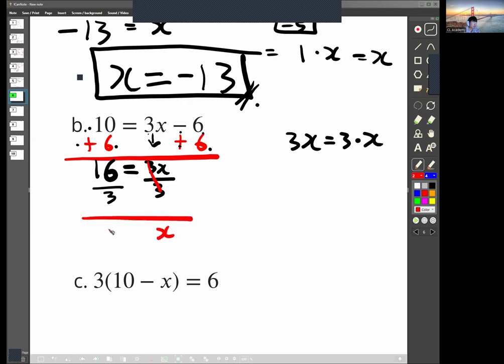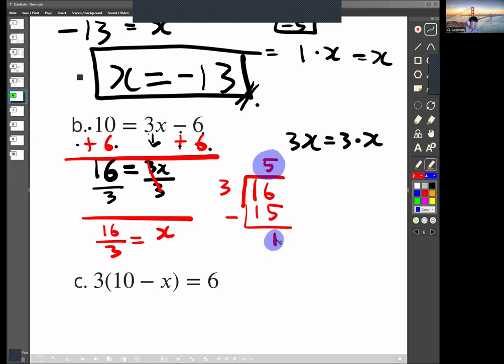And 16 over 3, that's 16 over 3. Or we can change it into a mixed number. Here, 5 is the quotient, 1 is the remainder. So if I write it as a mixed number, I can write it as 5 and 1/3. Then x equals 5 and 1/3.